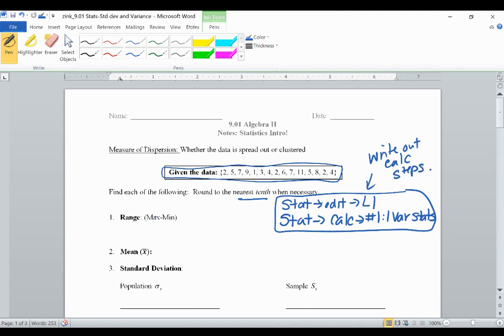So for the range, we're doing max minus min. That one's pretty easy to do from your data if you just look at the top part. But if you look on your calculator screen, it'll list the max and the min. You might have to scroll down. So just hit the down arrow so that you find max, which is 11, and then your min, which is 1. 11 minus 1 gives us 10, which would be our range.